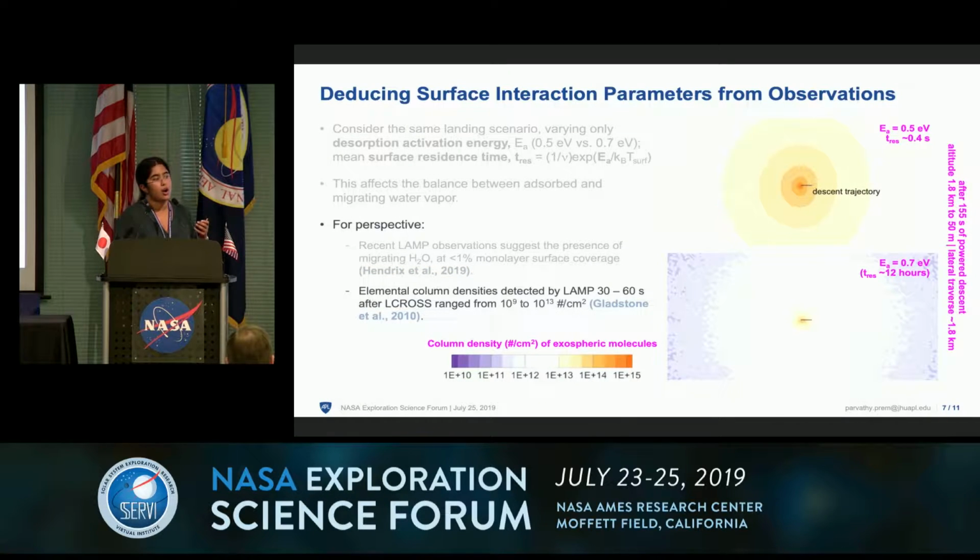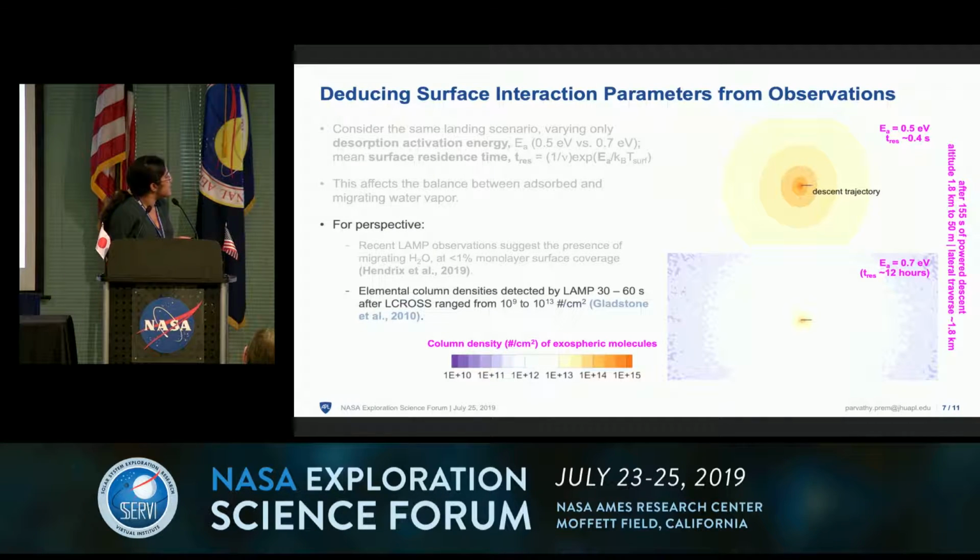We can also look at the column density, which is something that we're often able to observe. So this is the density in molecules per square centimeter. This is what you'd see if you were flying at 30 kilometers looking down, or if you were a mass spectrometer sitting on the surface looking up.